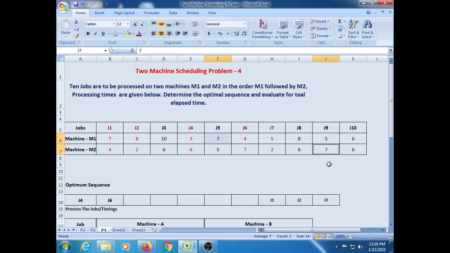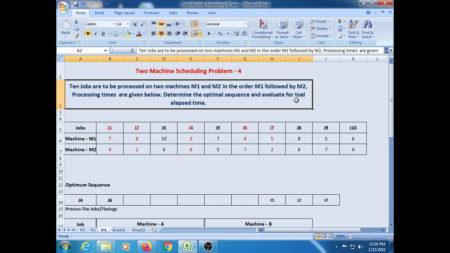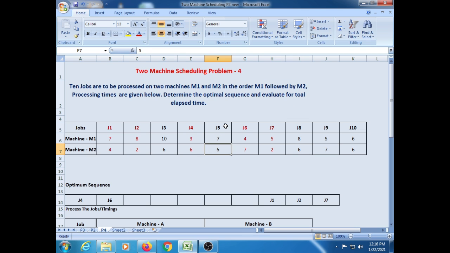In the previous situation, we took any one of those jobs. Likewise, here also we have to take any one job. You can take job 5 or job 9, whatever it is, that will not affect the total elapsed time. So I'll take job 5. Okay, job 5. We have to place job 5 in the optimum sequence.